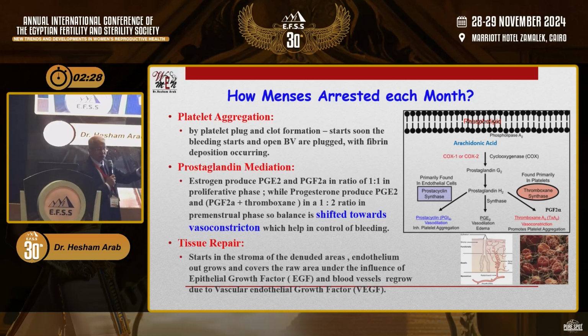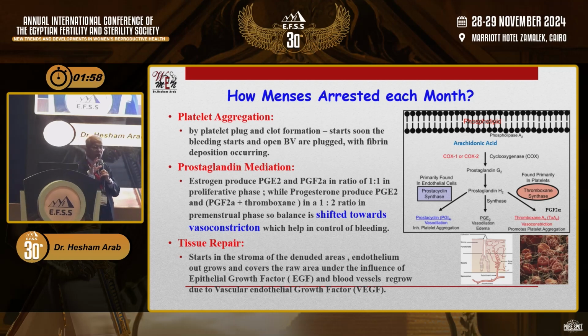acid flow chart, you have the prostaglandin, and then through the prostaglandin synthase, either we're going to have the thromboxane and the F2 alpha, or you're going to have the E2. Now, the E2 is the vasodilator. Thromboxane and F2 alpha are the vasoconstrictors. So usually, during the luteal phase, we have a tendency to have more of those vasoconstrictors in order to stop the bleeding. And lastly, the tissue repair. Here we have either the epithelial or the vascular endothelial growth factors, which really control that repair.